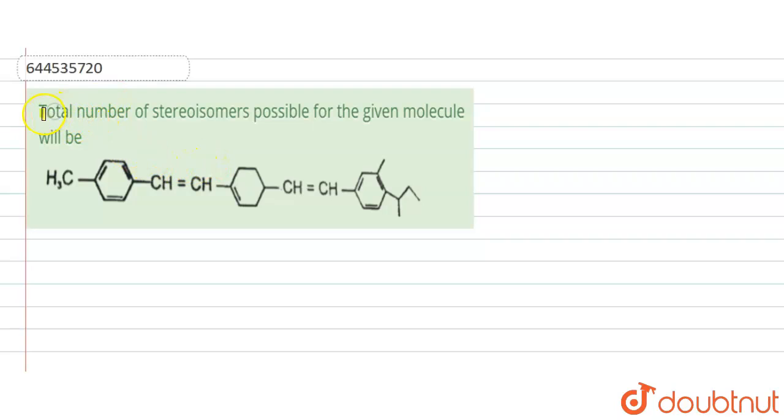Hi everyone, let's take a question. The question is: the total number of stereoisomers possible for the given molecule will be? So here we need to find out the stereoisomers.